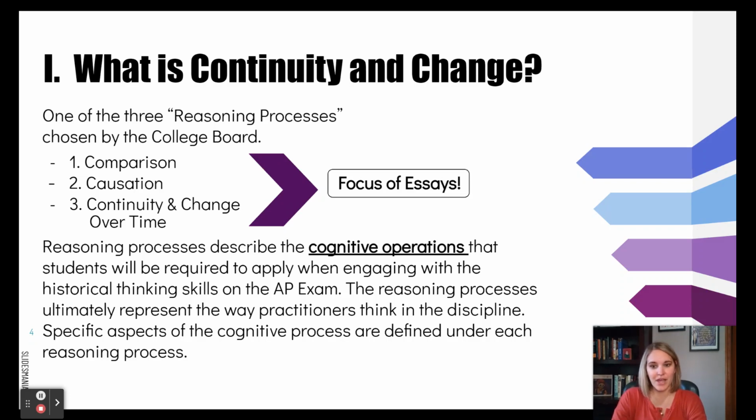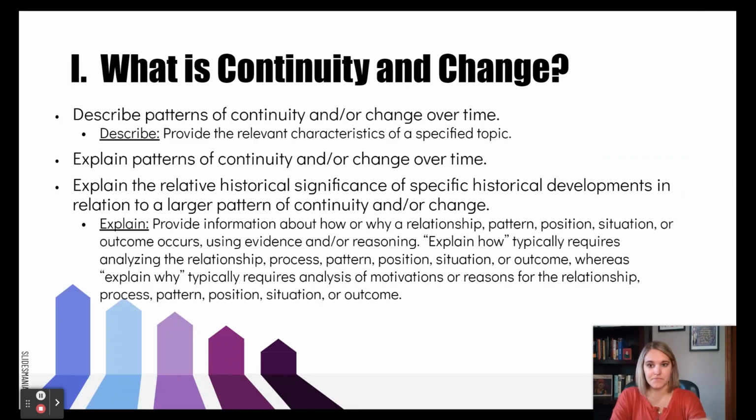It's one of the reasoning processes chosen by the College Board. The three are comparison, which we looked at in period 2, causation, which we looked at in period 1, and now continuity and change over time. These are the three skills that are the focus of the essays and also of the short answer questions. These describe the cognitive operations that you're required to do when you are completing the AP exam. These skills are also incorporated into multiple choice questions. It's just easier to teach them when we look at essays.